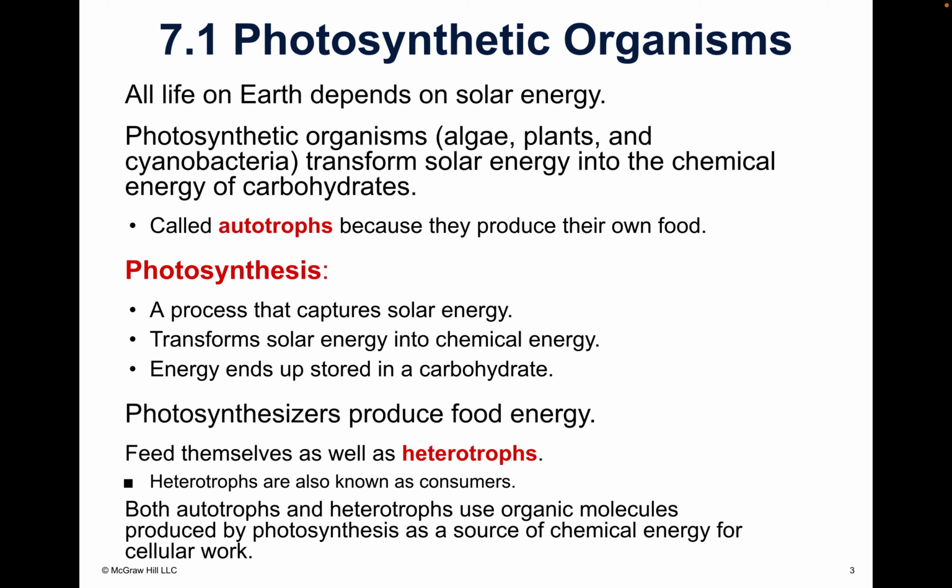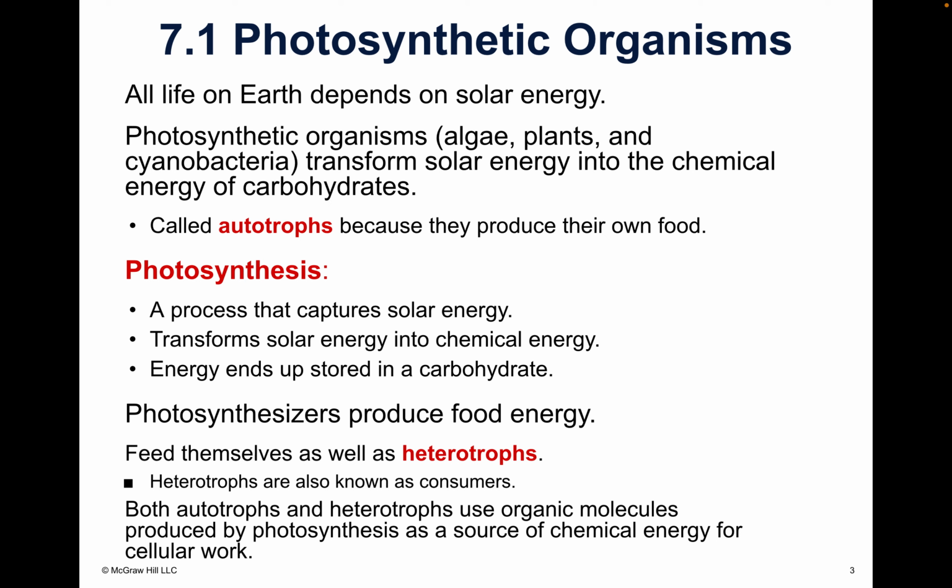So photosynthesis is a process that captures this solar energy, transforms that solar energy into chemical energy, and then this chemical energy ends up being stored as a carb. So photosynthesizers produce food energy. They feed themselves as well as heterotrophs, and that's what we are. Heterotrophs are also known as consumers, aka we do not feed ourselves.